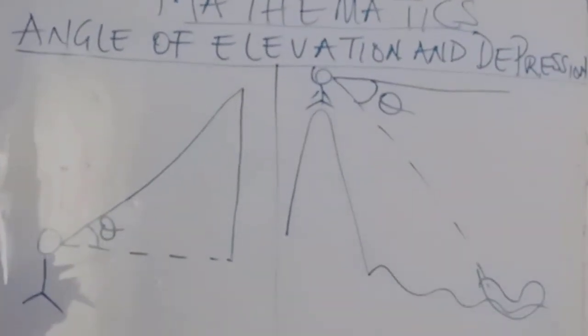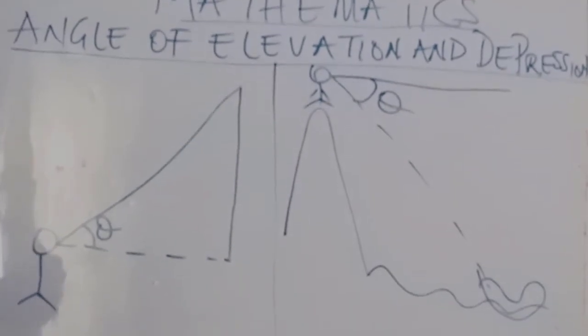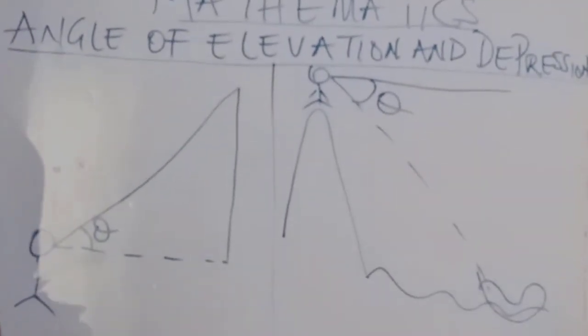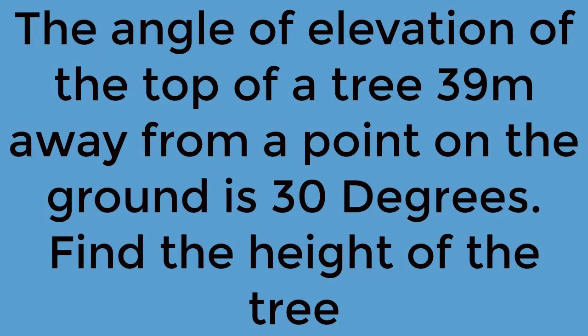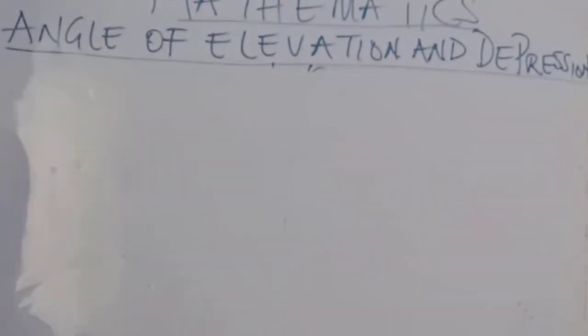This is the basic thing you need to know about angle of elevation and depression. We'll apply it in solving a question and then we'll see how we'll go from there. The angle of elevation of the top of a tree, 39 meters away from a point on the ground, is 30 degrees. Find the height of the tree. Remember that with angle of elevation, you can calculate the height of an object and you can calculate the distance from a particular point of observation.